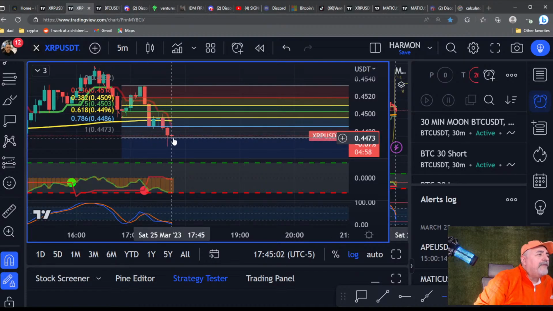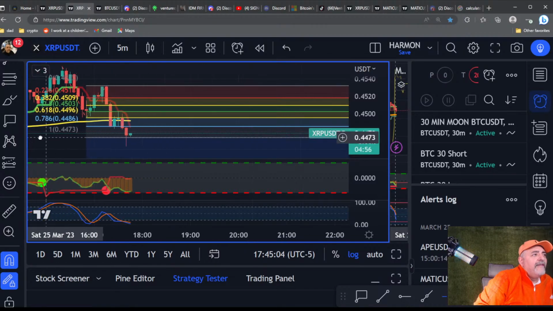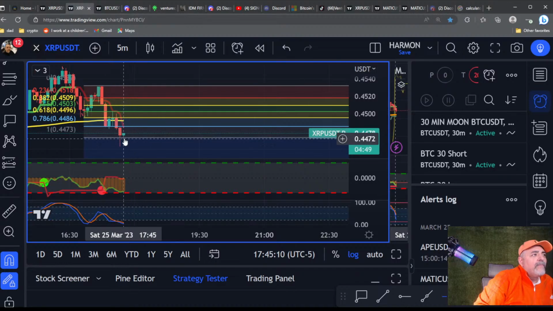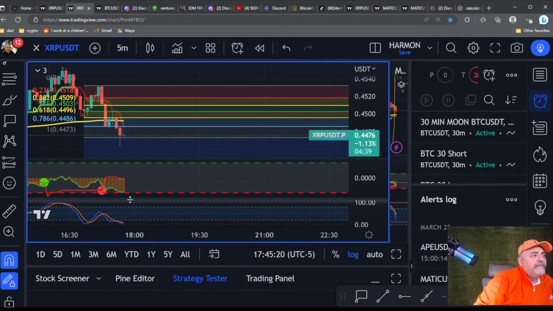So right now, 4473 is where we'd be looking to wait for this to bounce up here. So this is a nice resistance here. This is kind of like a buy zone for us for XRP. So pay attention right here to see if we can reverse any of this. XRP, I mean, yeah, it's a battle right there, man.